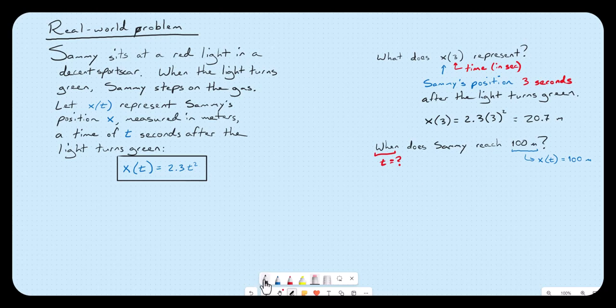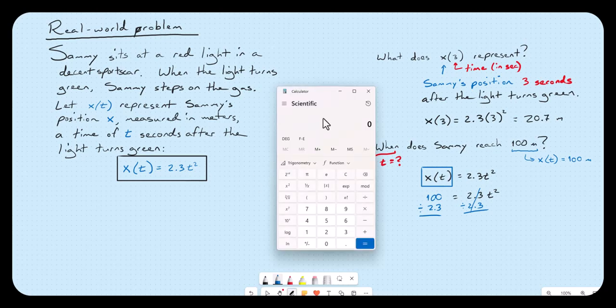I'm going to use my same formula, say x of t equals 2.3 t squared. I know x of t is 100 meters, so this whole block here on the left, that's 100 meters. And that equals 2.3 times t squared. T is what I'm solving for, so I'm going to divide by 2.3. That gets rid of it over here. I can say 100 over 2.3.